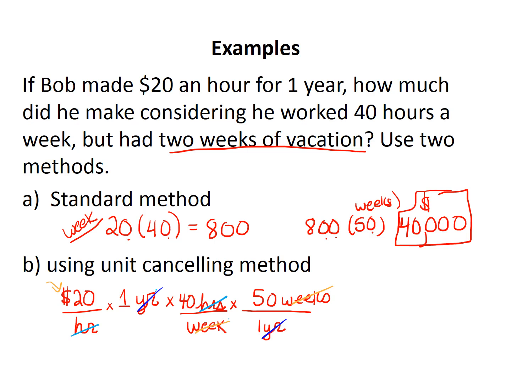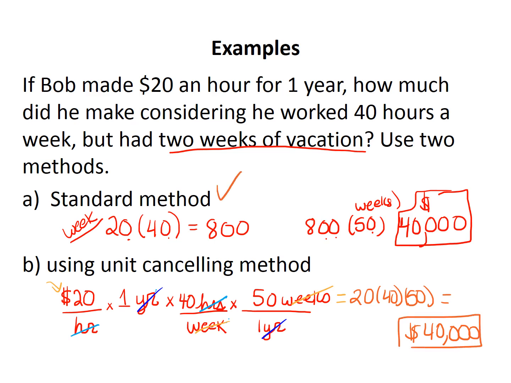How much did he make? It should just be dollars, not dollars per year or dollars per week. So 20 times 40 times 50, you just multiply straight across, and there's nothing left in the bottom. So it's just 20 times 40 times 50, which is 40,000. I think this problem is straightforward enough to just do it using the standard method. But sometimes, if you take a physics course or something and you need the units to cancel out, you can sort of figure out if you're supposed to be multiplying or dividing.